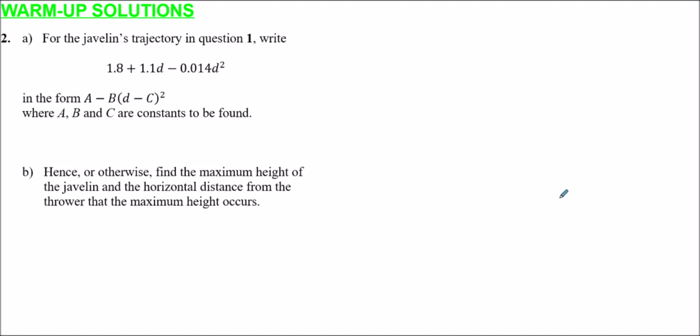So links to question 1, again this javelin thrower. So for the javelin's trajectory from the previous question, what we're asked to do here is to write 1.8 plus 1.1d minus 0.014d squared in the form a minus b brackets d minus c all squared, where a, b and c are constants to be found. So what this is saying, without saying it, is we need to complete the square. I'll show you as well how to do this afterwards using the ClassWiz.